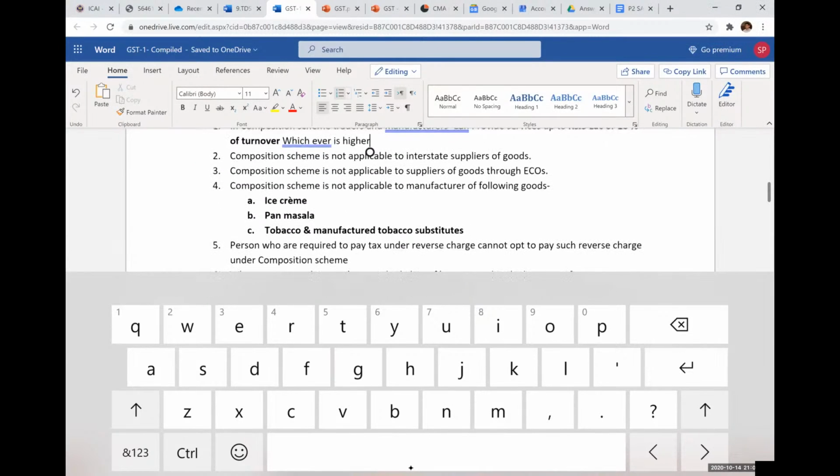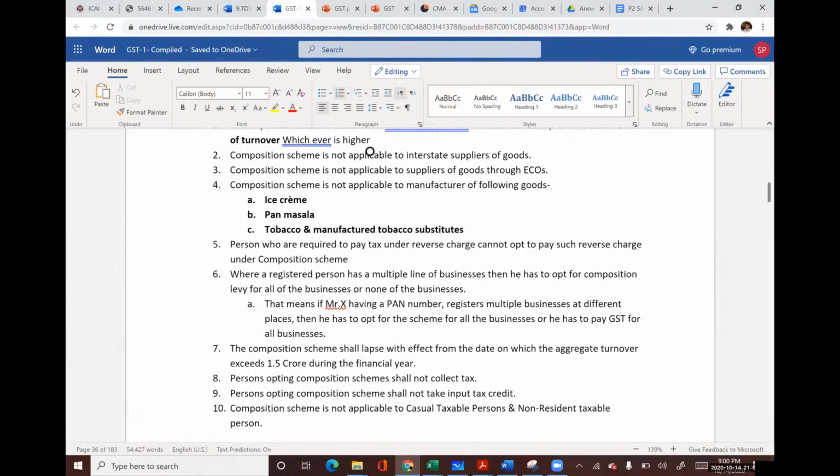Composition scheme is not applicable to manufacture of the following goods: ice cream, pan masala, tobacco, and manufactured tobacco substitutes. So what is it that they are saying? It's not applicable for ice creams, pan masalas. Here also, this is not applicable.